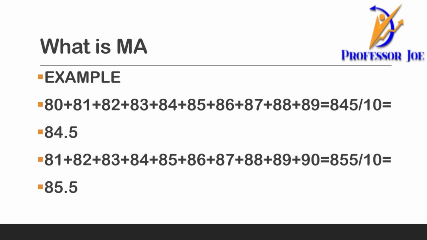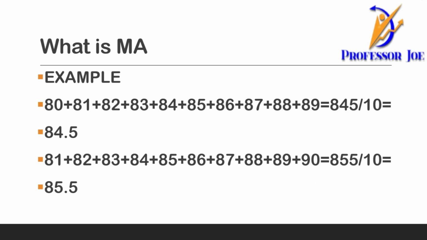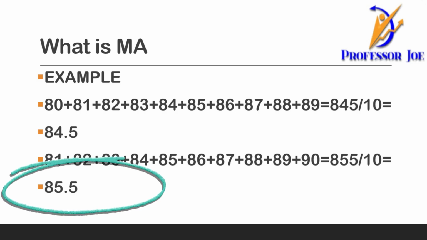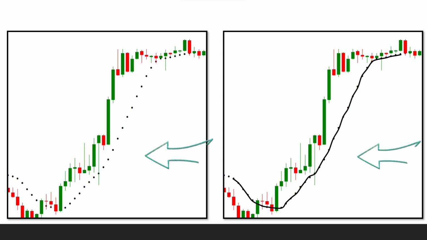So you got 1 point. Now you're looking for the next point to come. So the next point would be 81 plus 82 plus 83 plus 84 plus 85, like that, till 90. The total of that is coming to 855. To get the average, you again divide it by 10. So you get 85.5. Like these points keep on getting generated as the price goes up or down. And then these points are connected using a line and the moving average is created.